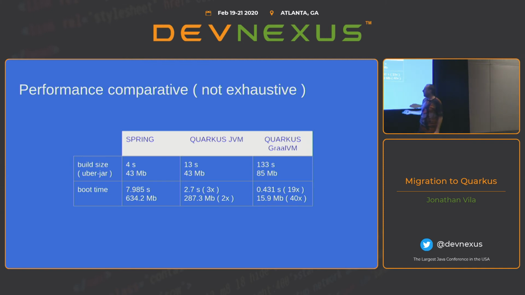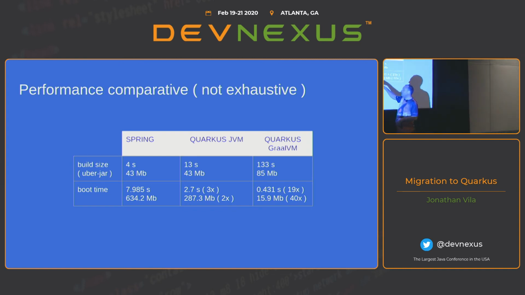But here is when the party starts. Boot time in Spring, 8 seconds. Man, this is only an application that has 3 endpoints and connects to a database. 8 seconds. And 634 megabytes in memory. This is a pet clinic, and it takes 600 megabytes.